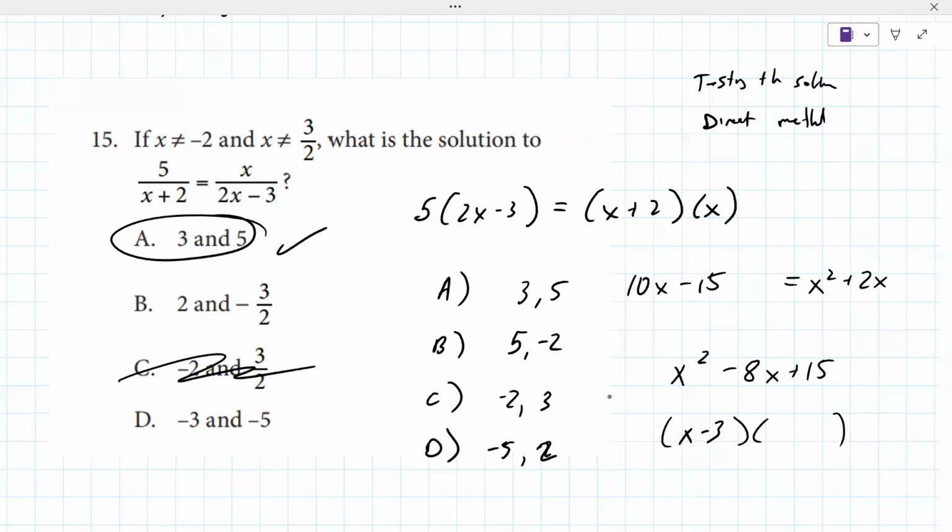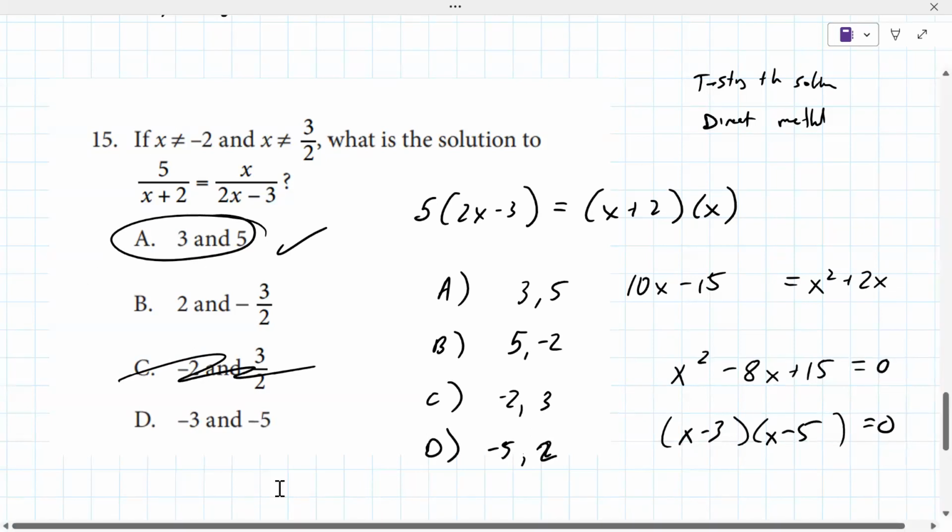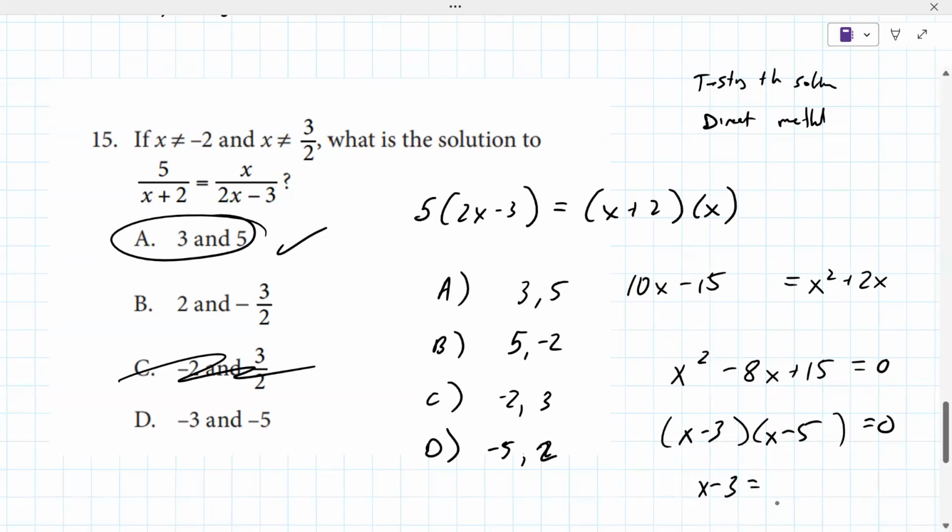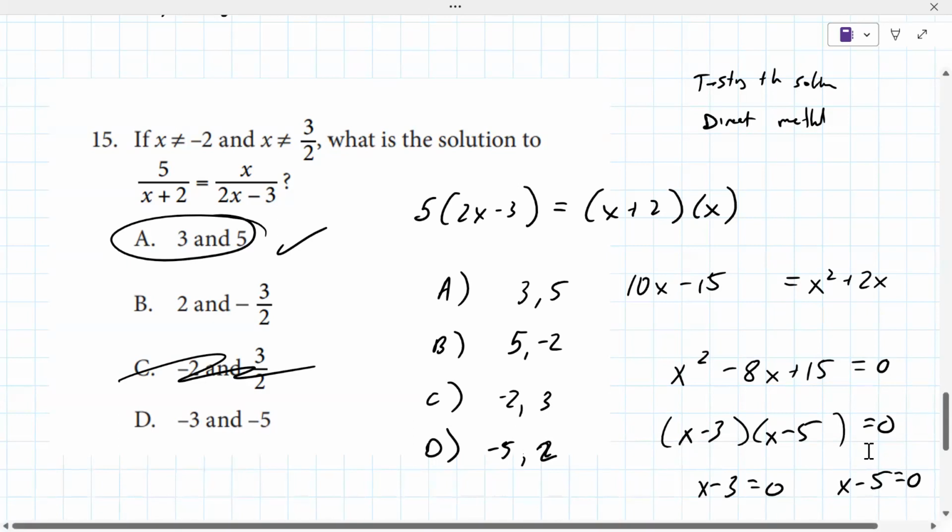Let's just say you get (x minus 3)(x minus 5). Well, it's easy to put -3 and -5. You've got to carry it all the way through: x minus 3 equals 0, x minus 5 equals 0. Okay.